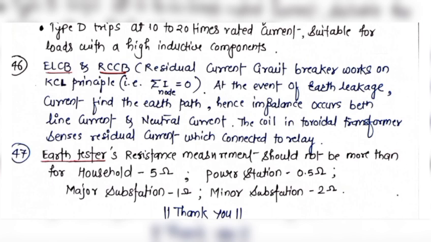Earth tester's resistance measurement should not be more than 5 ohm for household, 0.5 ohm for power station, 1 ohm for major substation, 2 ohm for minor substation.